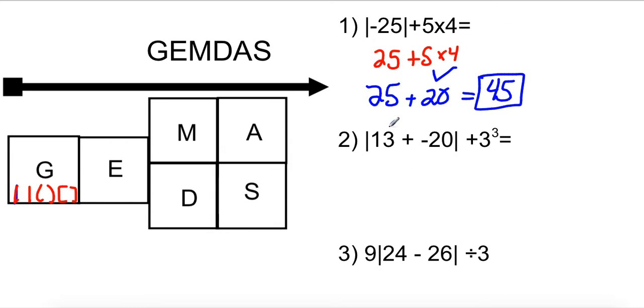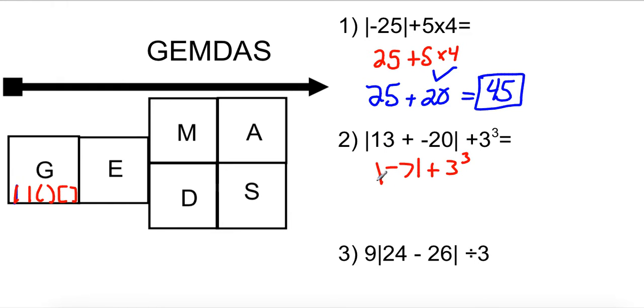Next, we actually have an operation within an absolute value. So what this means is I'm going to have to solve this problem first. I'm going to see that I have the absolute value of 13 plus negative 20. So 13 plus negative 20 is going to give me negative 7. I can't forget about that absolute value, plus 3 to the third.